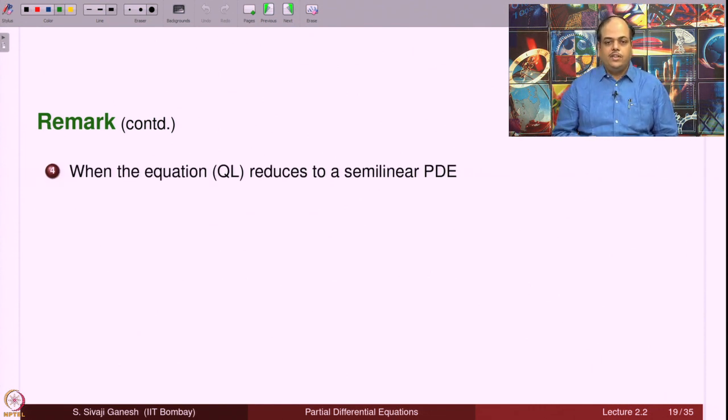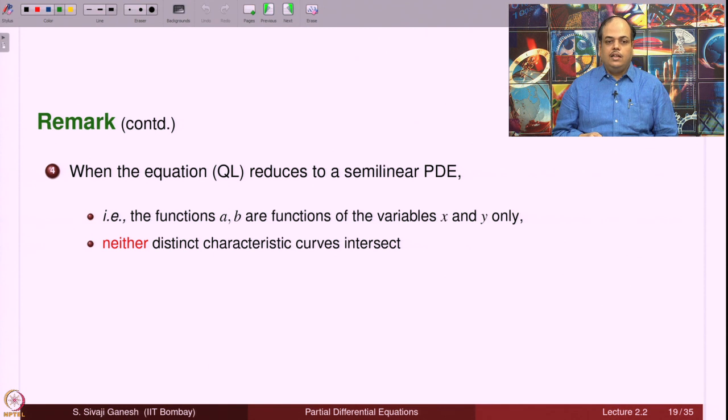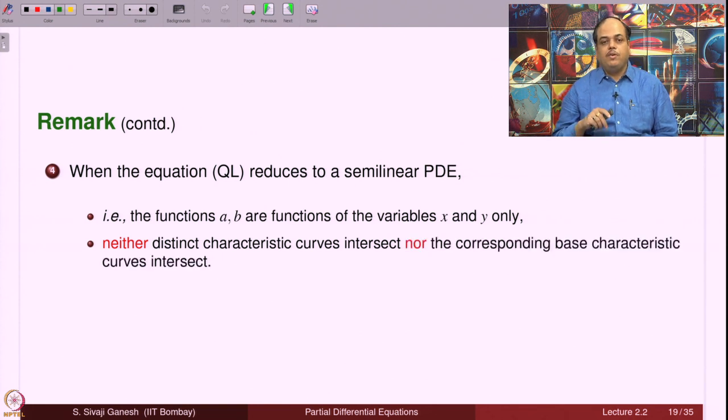So, when the quasi-linear equation reduces to a semilinear equation, what happens? A and B are not functions of the third variable anymore, they depend only on the x and y variables. Then neither distinct characteristic curves intersect, that we know even for quasi-linear equations, nor the corresponding base characteristic curves intersect. Because what is a base characteristic curve? It is a projection of the characteristic curve to omega 2. But solutions of which equations? Because it is semilinear, the equations are dx/dt equal to a(x,y), dy/dt equal to b(x,y). Okay? And A, B are C1 functions still. So, by the Cauchy-Lipschitz-Picard theorem, there is exactly one base characteristic curve passing through every point of omega 2.